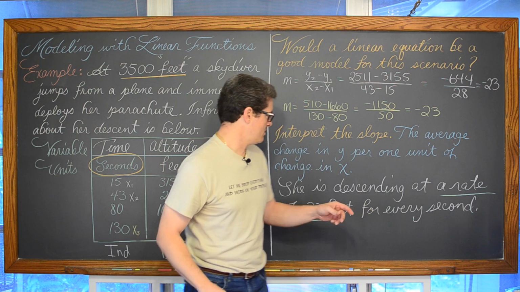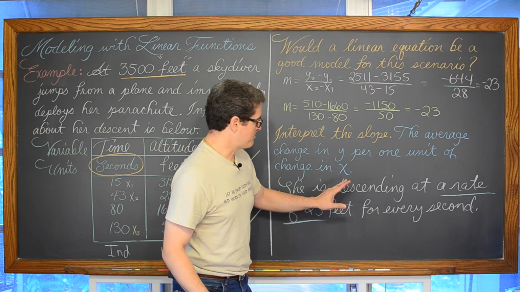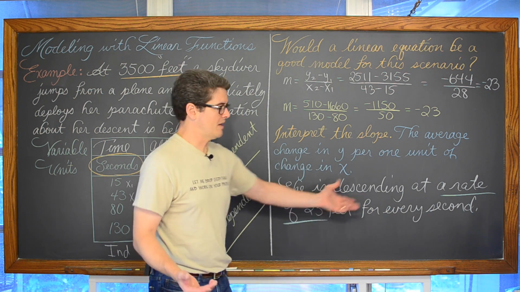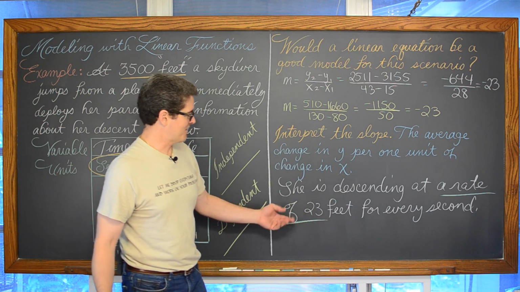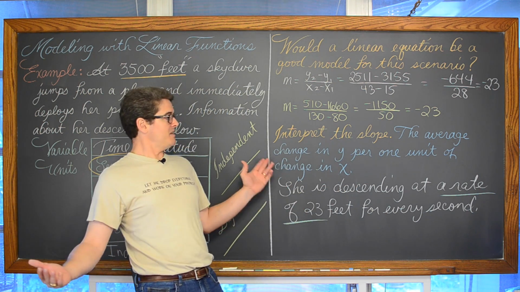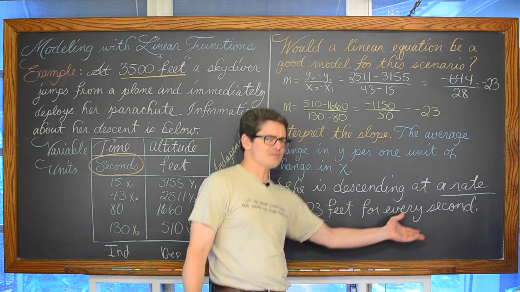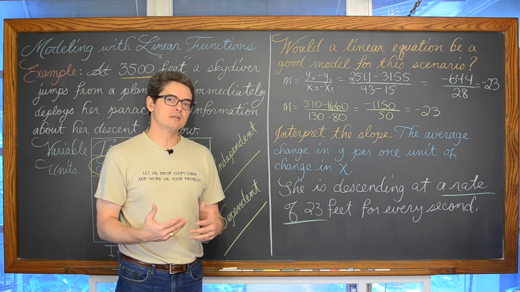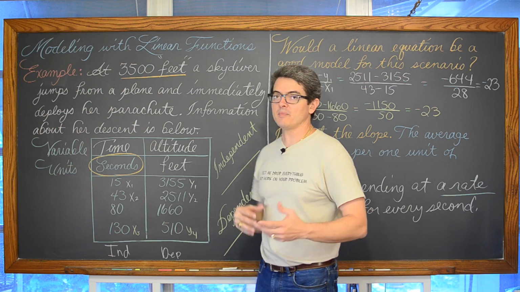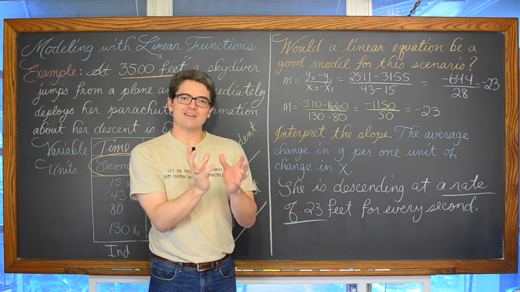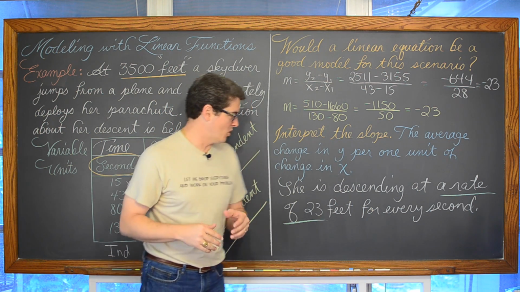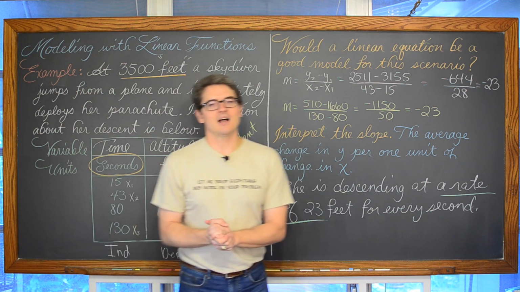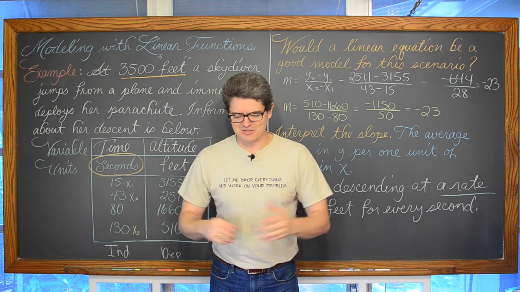So that language of something per something else, I could have said, she is descending at a rate of 23 feet per second. That word per is an indication that you're looking at a rate, or if you saw that in the original problem, you could know that the number near that expression is probably going to represent slope. So there's two interpretations of slope.